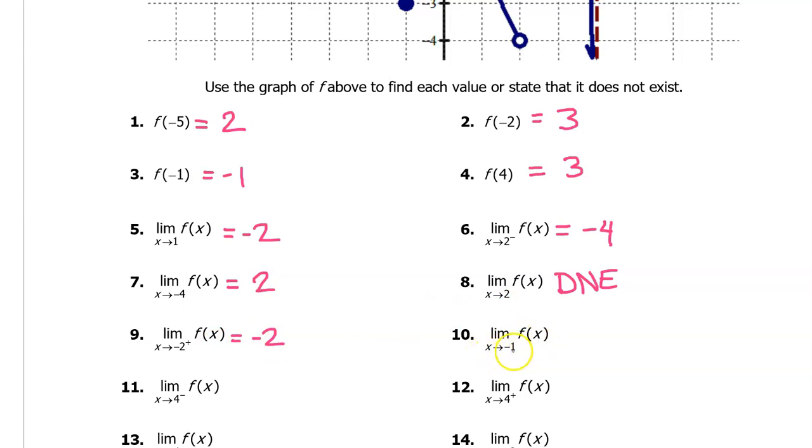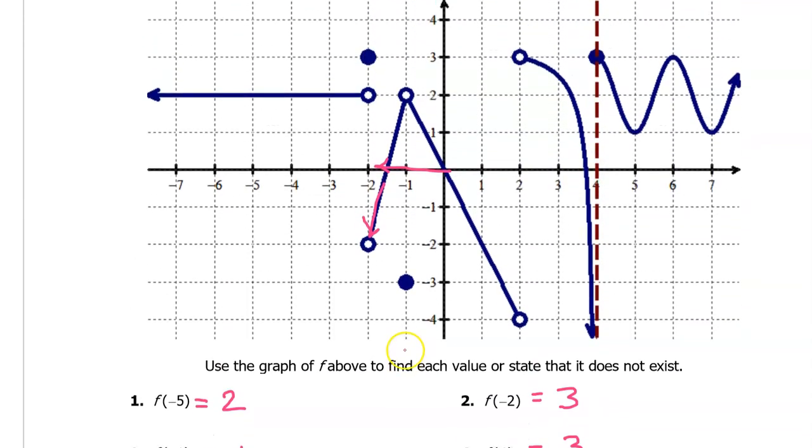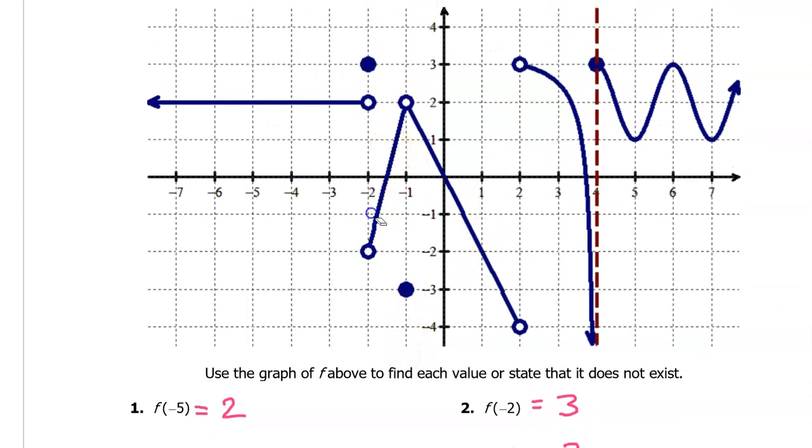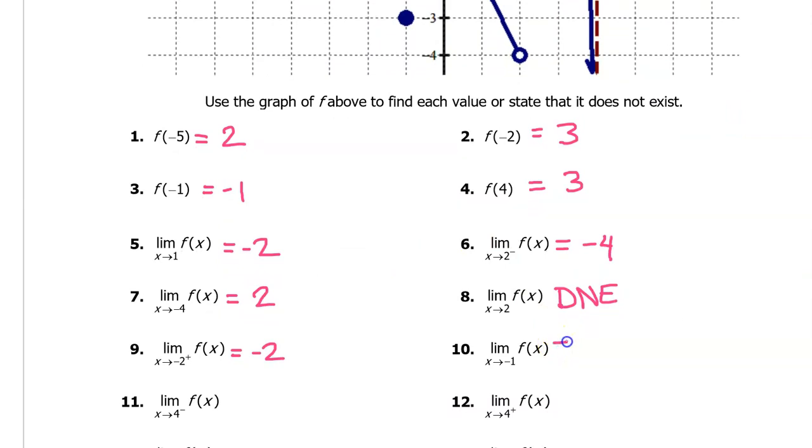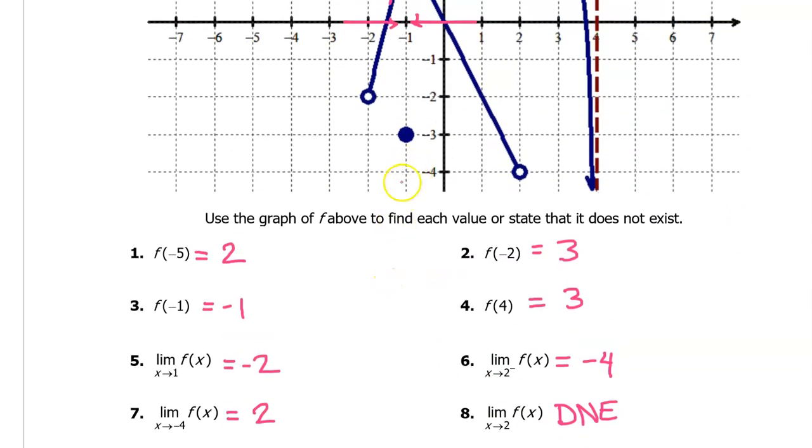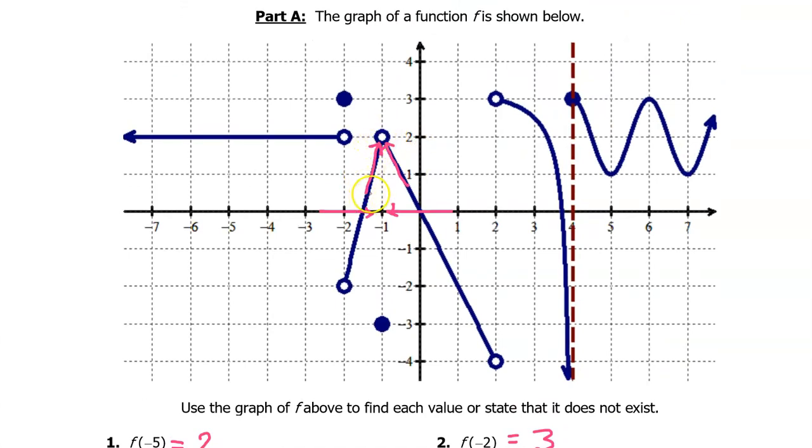How about the limit as x approaches -1? All right, so let me clean this up a little bit. So as x approaches -1 from the left, then the function is doing this. And as we approach -1 from the right, then the function is doing this. In both cases, we're approaching this open circle, which is at 2. So the limit is 2. And again, it does not matter that this is an open circle. All that matters is that the value of the function is approaching the value of 2.